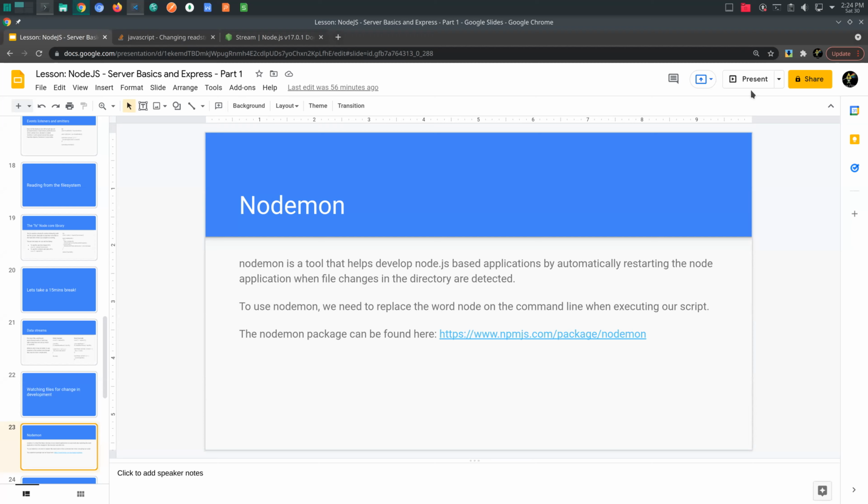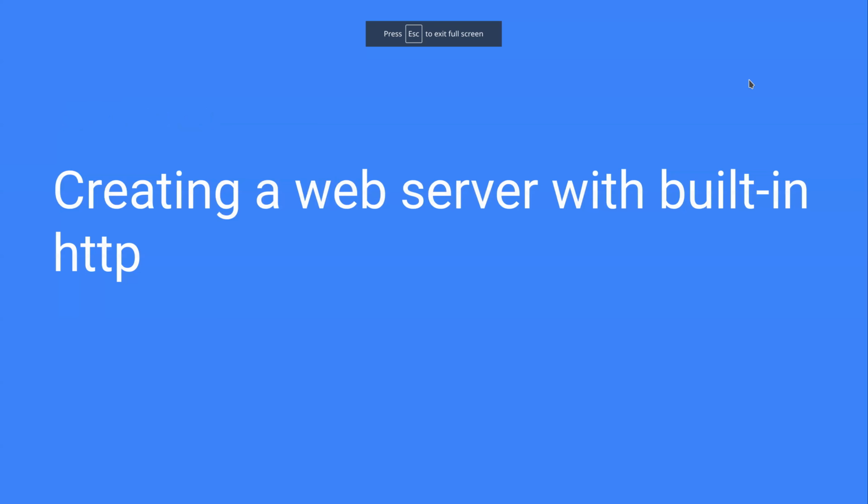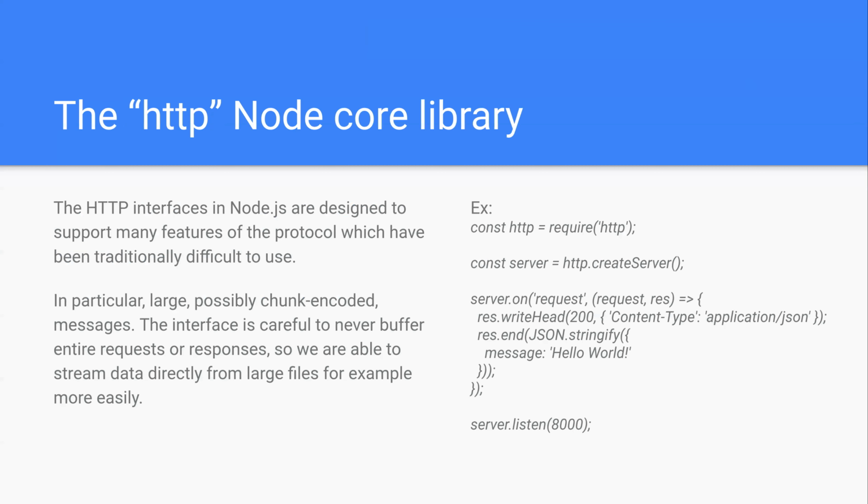Let's get back to the next chapter. So now we'll be finally getting to the part you're all interested in. We're going to create a web server. We're going to create a backend with the built-in HTTP library. Require HTTP? Yes, we're going to create an HTTP server. With Node.js, it's actually very easy.